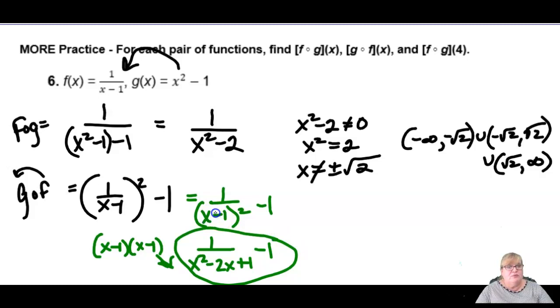The only value that will give us trouble here is if we put in a 1, this would become 0, and we can't divide by 0, so x cannot equal 1.